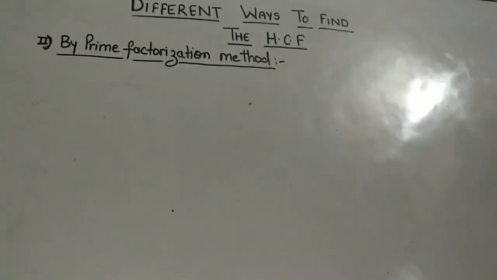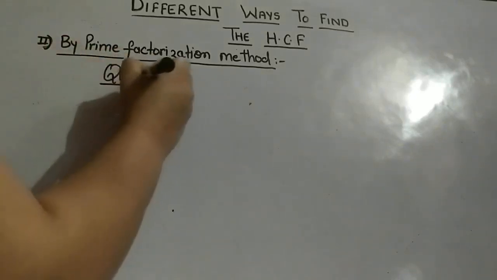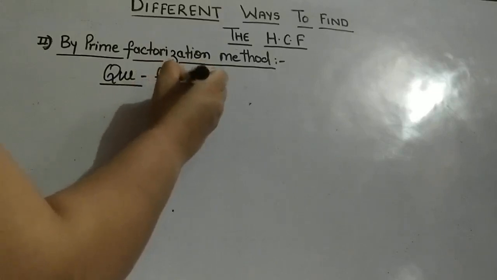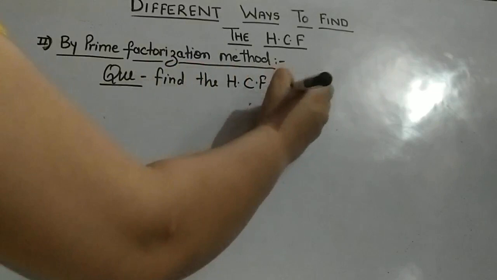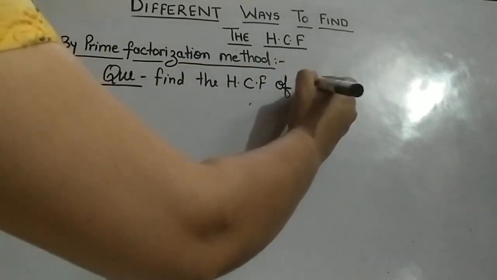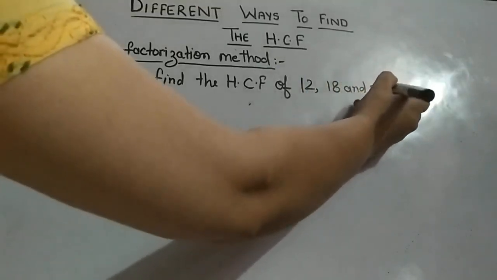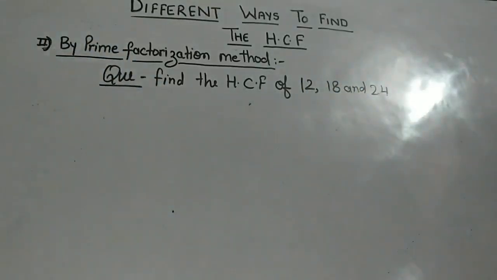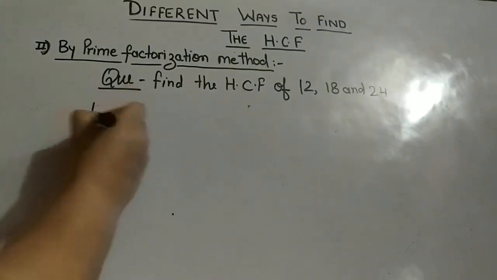Now the next method is the prime factorization method. For this also we'll take the same question. Find the HCF of 12, 18 and 24. In this method, we'll do the prime factorization of the given numbers.